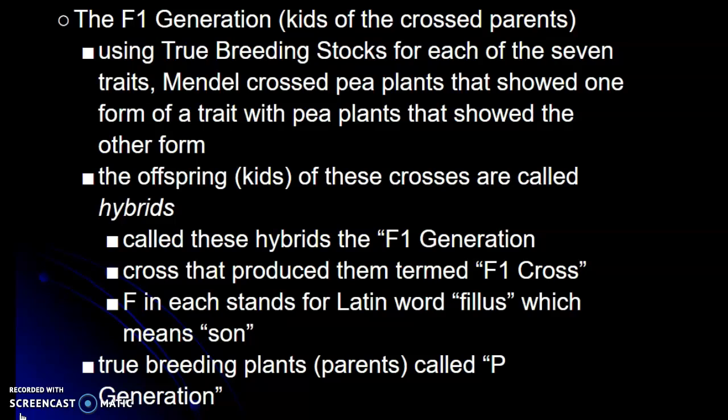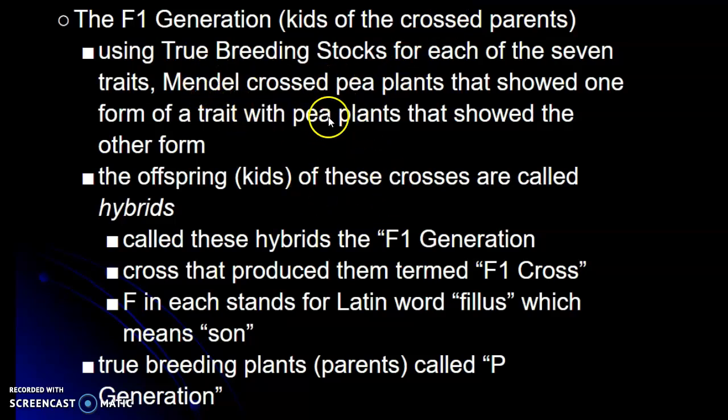All right, so what he did was he had what he called the F1 generation. These were crossed from the original pea plants. So he started with true breeding stocks. These would have been the parent generation that would have created this F1 generation. These pea plants that were true breeding always bred those traits. So green peas always had green pea plants, yellow peas always had yellow pea plants. They were true breeding for those traits.